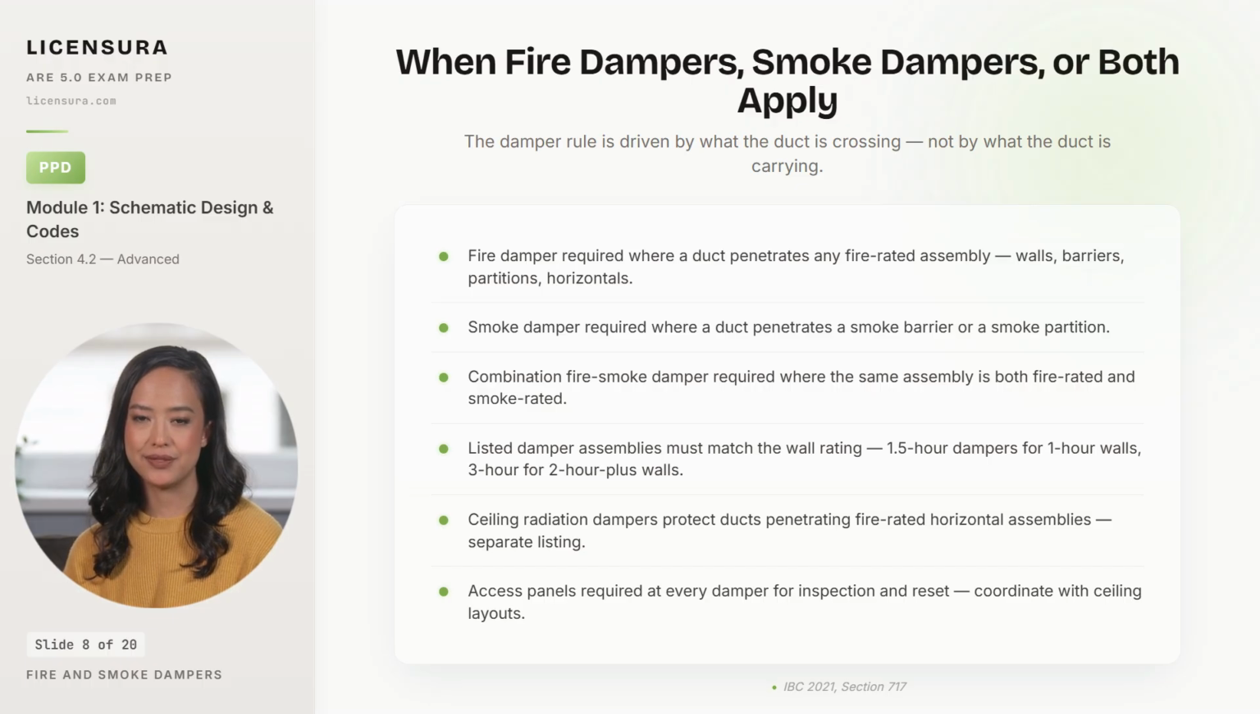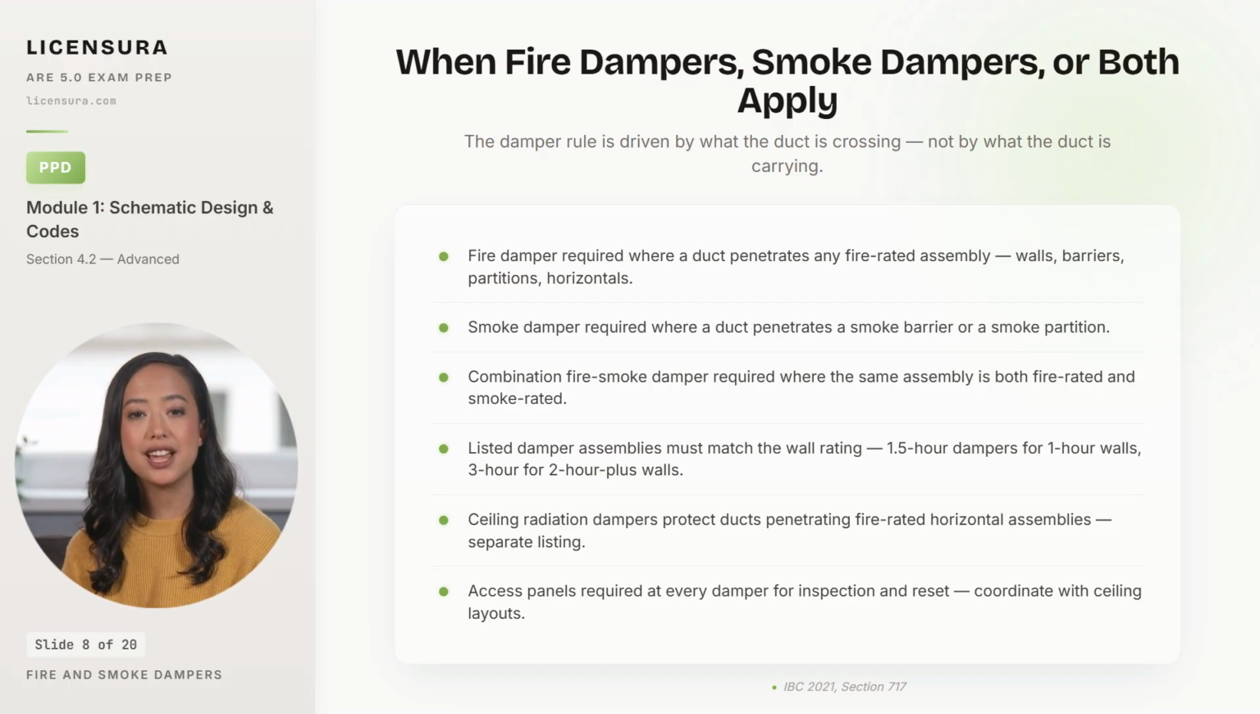next compartment. Second, smoke dampers go anywhere a duct penetrates a smoke barrier or smoke partition. The damper is triggered by the building's smoke detection system rather than by a fusible link, because smoke moves faster than the heat needed to melt the link. Third, when the same assembly serves both functions, a 1-hour smoke barrier that is also fire-rated, the duct gets a combination fire-smoke damper, listed for both duties.